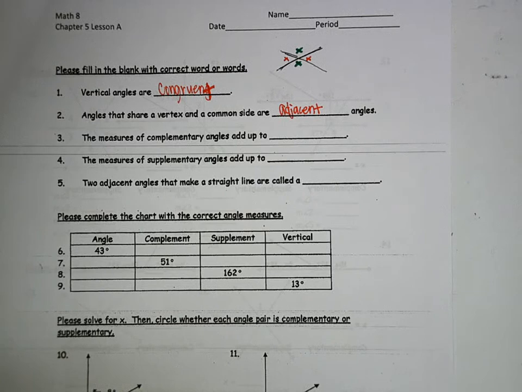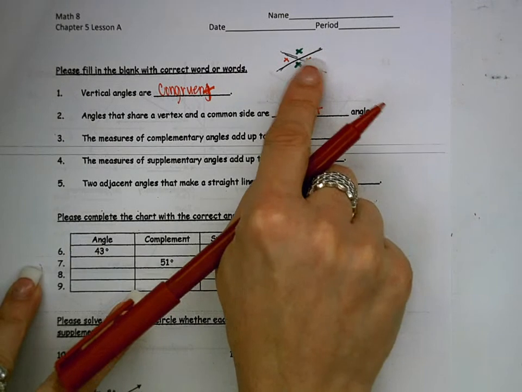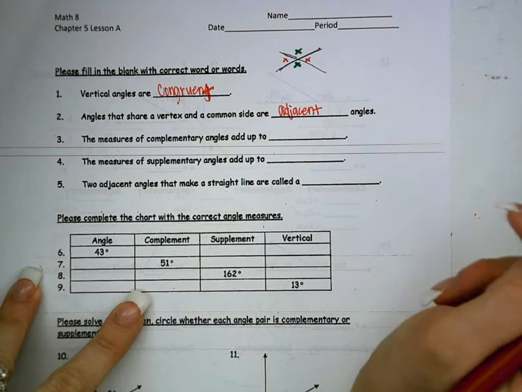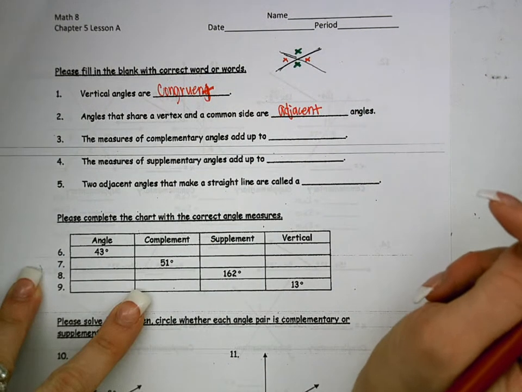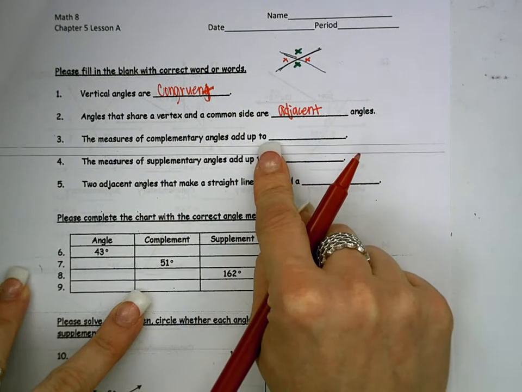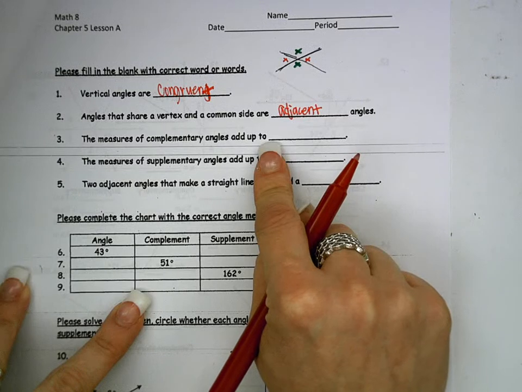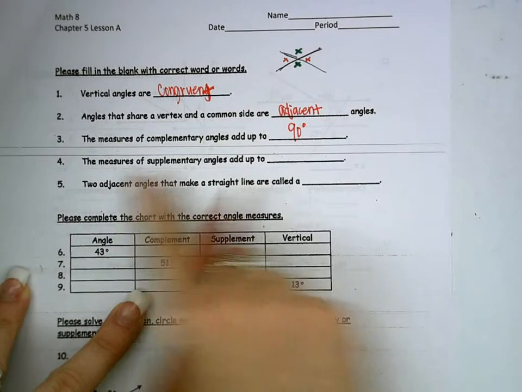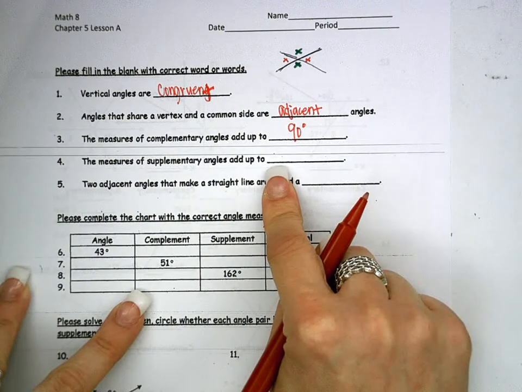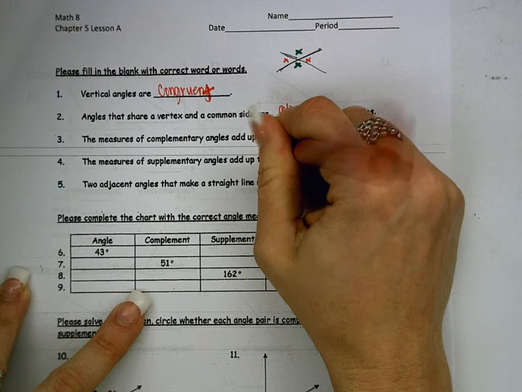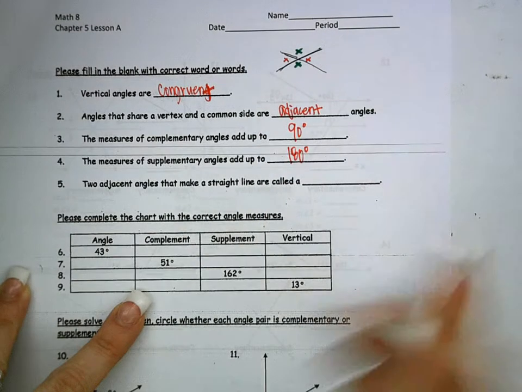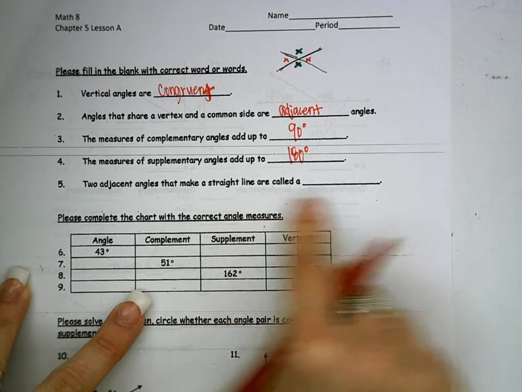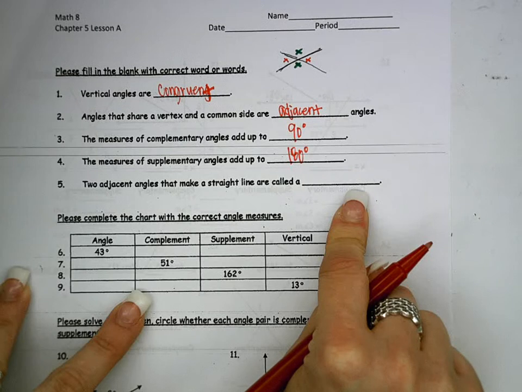Adjacent basically means attached to each other. They share a vertex, which is like the inside of the angle, and a common side. Okay, the measures of complementary angles, what does that add up to? 90 degrees. What do the measures of supplementary angles add up to? 180 degrees.